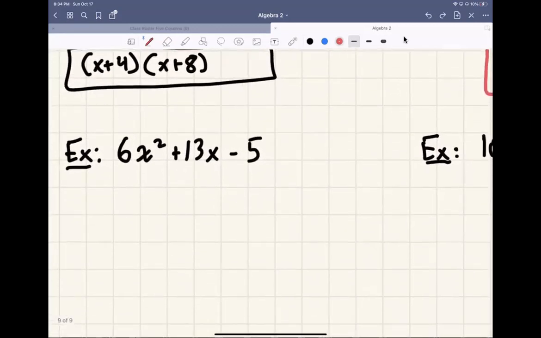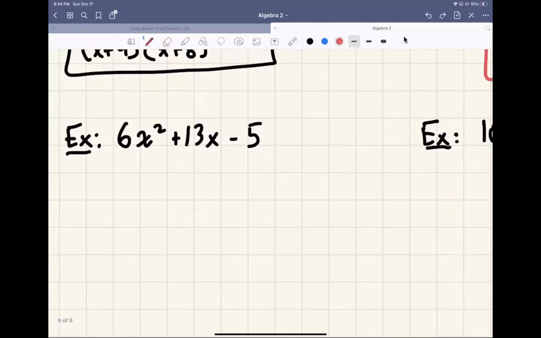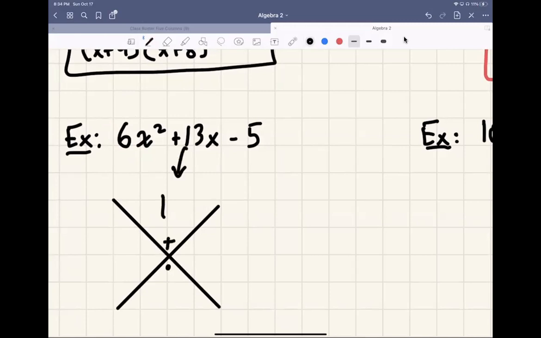All right. This is our second learning target. What makes this problem different from the first two is that there's a number in front of our x squared, and that's going to change things. So how is it going to change it, you might be wondering. We're going to draw a bigger x, right? It's still going to multiply to this number and add up to the top number, which still comes down, 13.